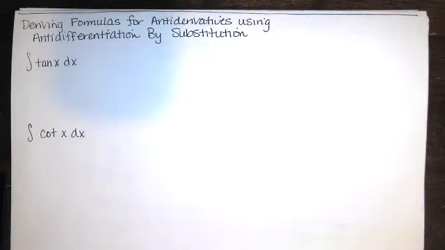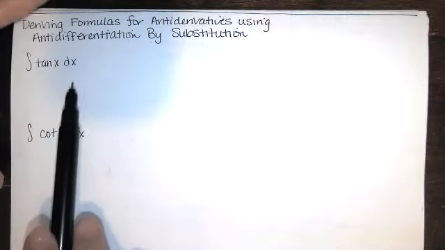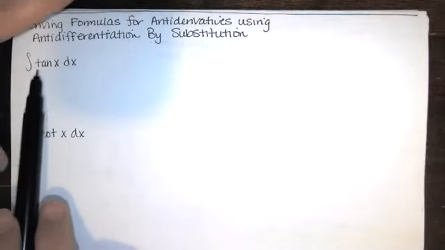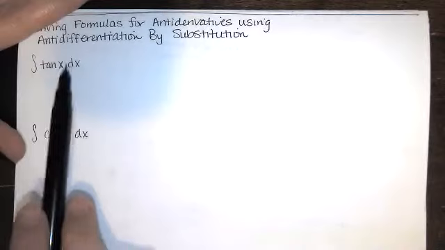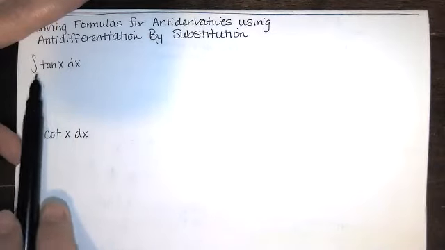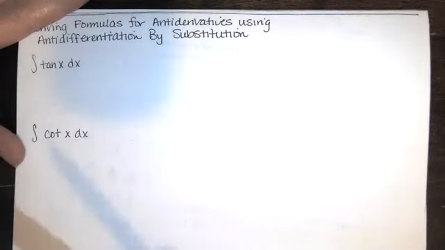In this video, we derive our final 4 formulas for antiderivatives, antiderivatives of trig functions, using antidifferentiation by substitution. So I'll start with these two. We don't have rules for this yet, but we can find the antiderivative of this function now that we know how to do a u-substitution.